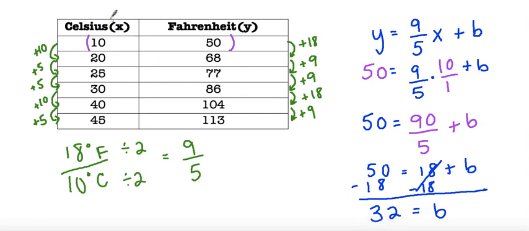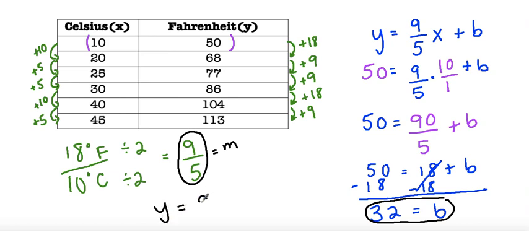So with all of that, I have my slope, which is 9 over 5. So this is m. And I have my y-intercept, which is b. So I could write my equation now in slope-intercept form. It's going to be y equals 9 over 5 x plus 32.